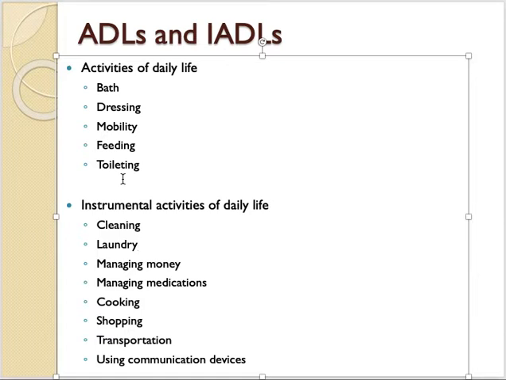Think about a person who has Alzheimer's, dementia, an old guy, 75 years of age, and he's living alone, right? So of course, he cannot manage his money, he cannot manage his medications, he cannot cook, he cannot shop. So how will he survive, right?